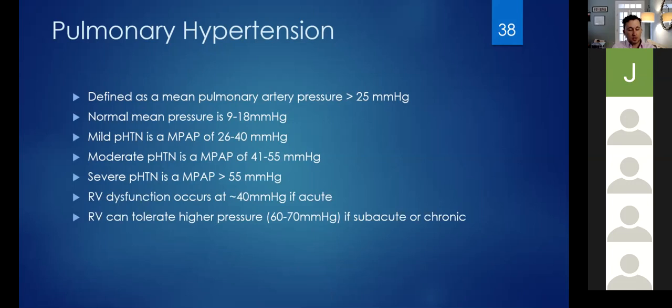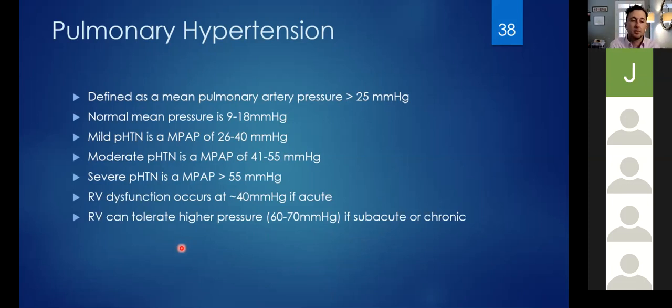if you have a sudden acute increase in right ventricular afterload, even as little as 40 millimeters of mercury can cause RV failure. Now, if this occurs slowly or chronically, the right ventricle can remodel and handle the slightly higher pressures, but still not a whole lot.